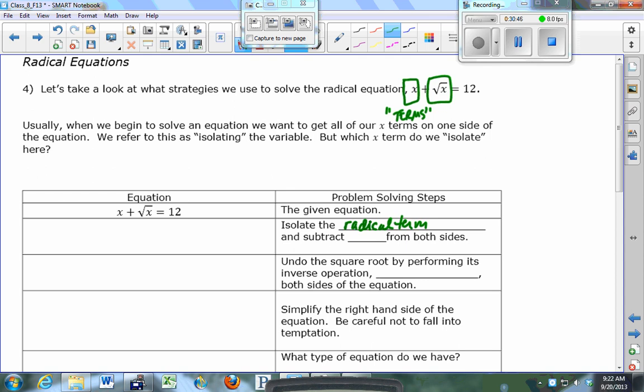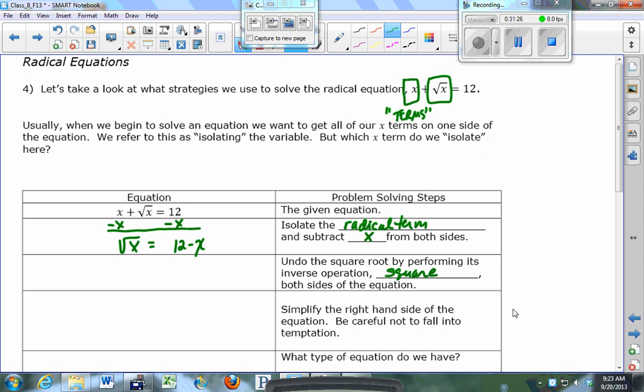And so what are we going to subtract from both sides of this equation, Orlando? X. So we're going to subtract x from both sides. So let's do that. Our resulting equation has the square root of x on the left side and 12 minus x on the right side. So we've done our first duty. We've isolated the radical term. Now, to get to x, we have to undo the square root. What's the inverse operation of undoing the square root? Squaring. So we've got to square both sides of the equation.